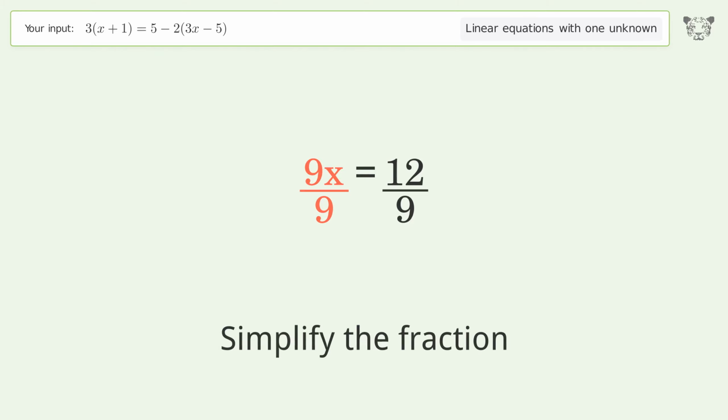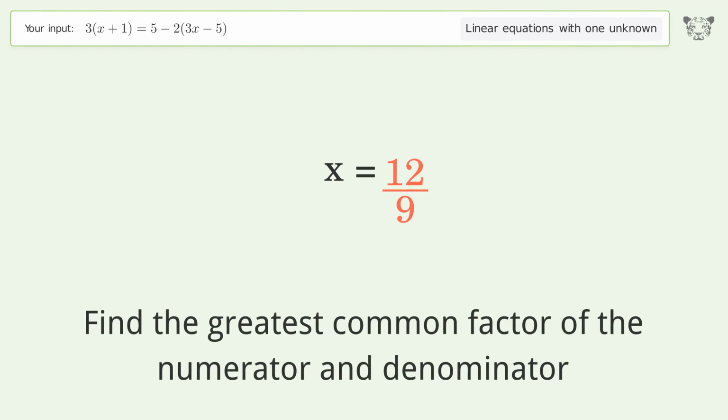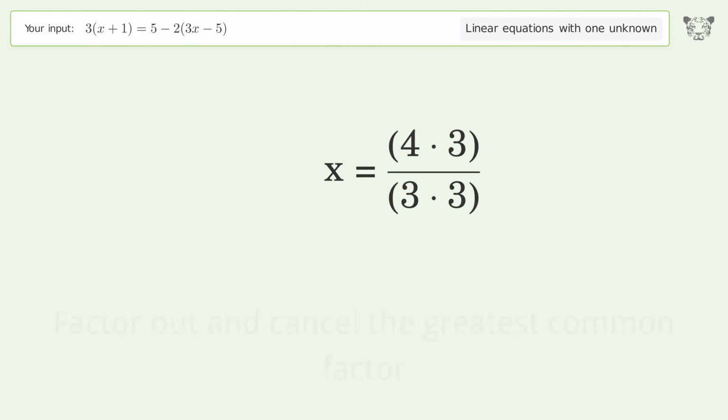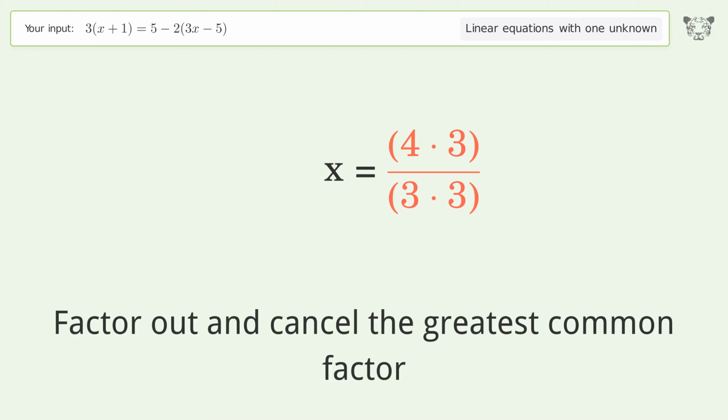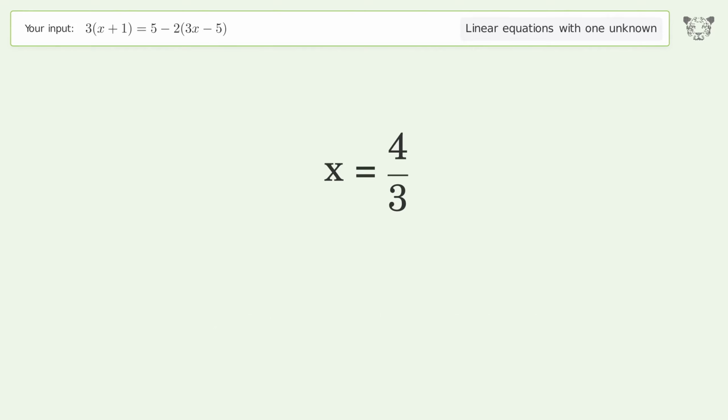Simplify the fraction. Find the greatest common factor of the numerator and denominator. Factor out and cancel the greatest common factor. And so the final result is x equals 4/3.